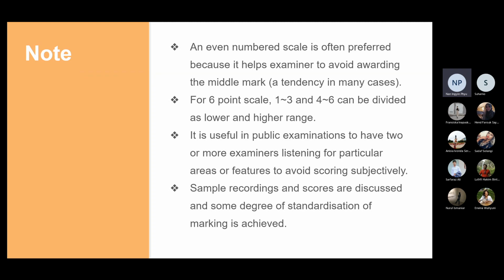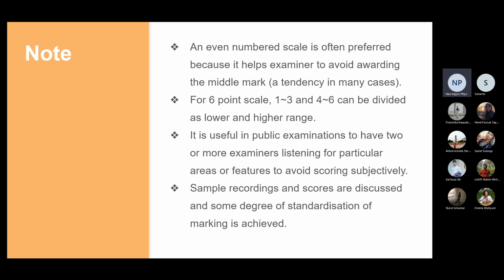So the best way is to give an even number scale. If we give an even number scale, then on a 6-point scale we can consider 1 to 3 the lower range and 4 to 6 the higher range. So it's a lot more convenient from the interviewer's point of view.